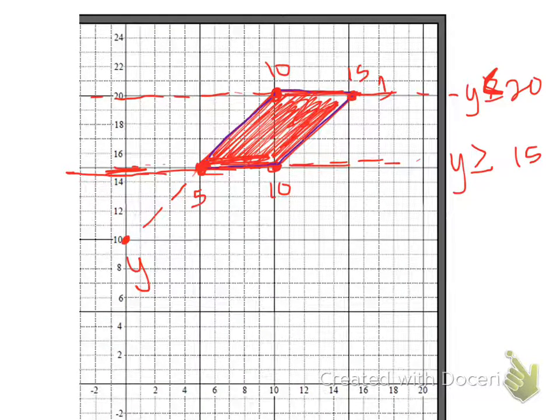Okay, so back to this line. This line is going to be y is less than or equal to x plus 10, because this line right here is x plus 10, and I'm shading underneath it, so it's less than.